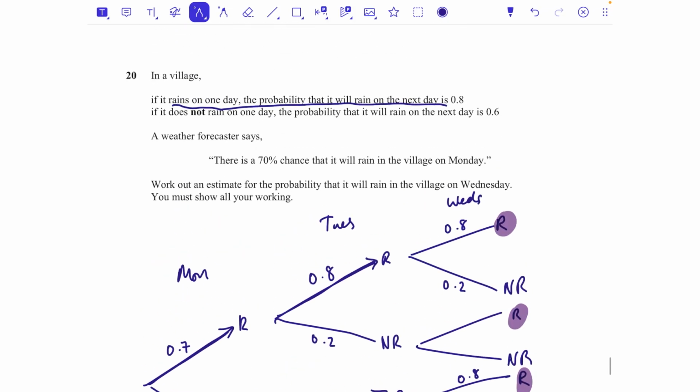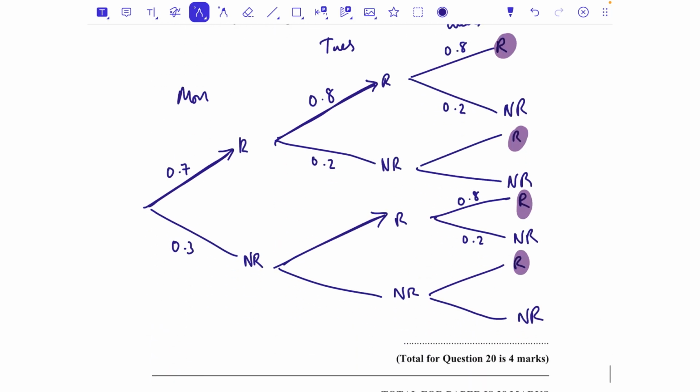Now, if it doesn't rain, the probability it will rain on the next day is 0.6. So if we come down a no rain pathway, I then want 0.6 and 0.4 to follow that. Again here, if I come down a no rain pathway, 0.6 and 0.4. And up here, I've come down a no rain pathway, so 0.6 and 0.4. Hopefully that makes some sense.